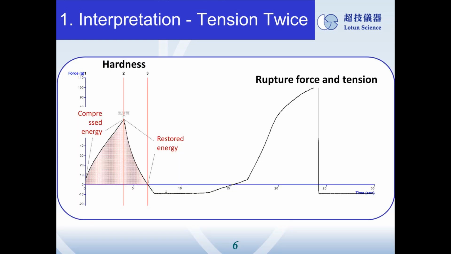We can obtain a force time curve as shown above. By the first non-destructive tension test, we determine properties such as hardness and springiness. The springiness is calculated by the compressed energy over the restored energy. By the second destructive tension test, we can determine the oral related characteristics such as rupture force and tension.